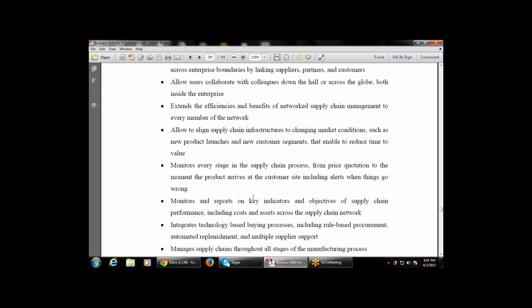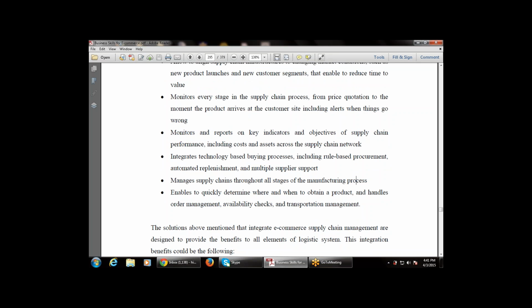Then the internet is also used as an integration technique for the buying process, including rule-based procurement, automated systems and multiple supplier support. Then it manages the supply chain throughout all stages of the manufacturing process. That is, whenever we use the internet, it manages all the chains and the total manufacturing process. It also enables us to quickly determine where and when to obtain a product, and handles order management, availability check and transportation management.